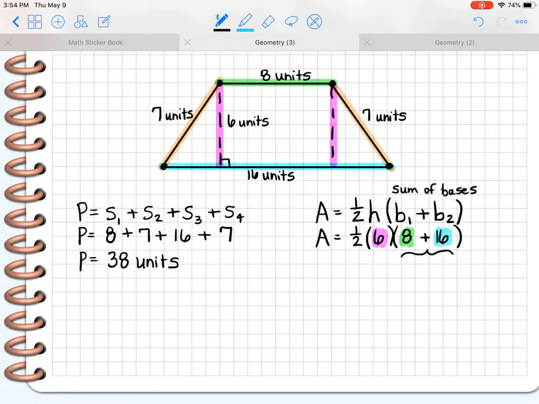Okay, the next step would be to go ahead and add your bases. So 24 when you add 8 and 16. And then you're left with the height still and the 1/2. And once you get to this point, really the step above, you could put in the calculator with parentheses. And I showed you in the tutorial how to do that. But here you're going to type 1/2 times 6 times 24. I got 72, but that doesn't feel right. Let me do one. Yep. So 72 square units for this particular area. And that is not an easy formula.